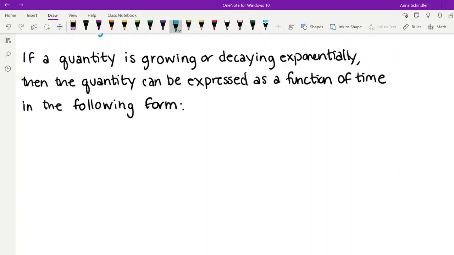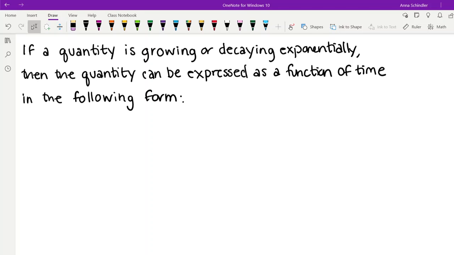Okay, so now that we know what the relative growth rate means, now we can talk about how we can write down an exponential function using a relative growth rate or decay rate. So I should say that actually, depending on whether we're talking about exponential growth or exponential decay, sometimes it will be a relative growth rate, sometimes it will be a relative decay rate. Okay, so if you have a quantity that is growing or decaying exponentially, then the quantity can be expressed as a function of time in the following form. So this is the formula that we're going to be using in this video in all of our examples.